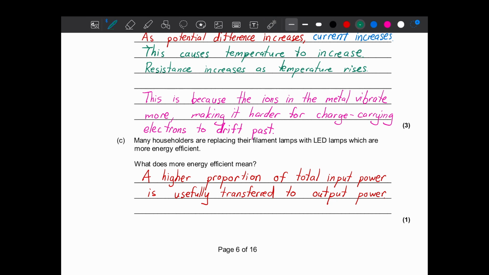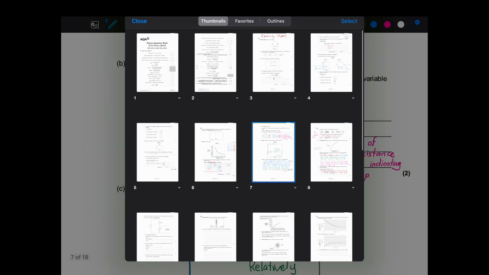Very important word that I've used is a higher proportion. Really, efficiency is just talking about the fraction of energy that is usefully transferred. And that's the second important word, transferred over here. You're transferring energy from an input to an output. Those are kind of the two key points, and really they link back to the equation that is given to you in your equation sheet. Let's take a look at it now.